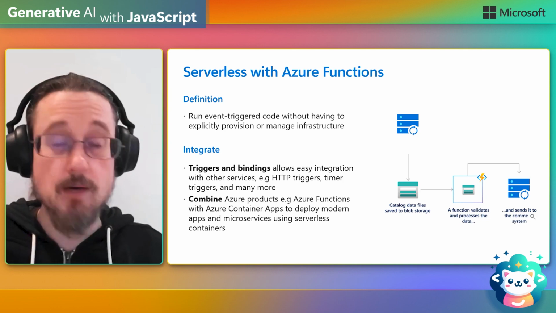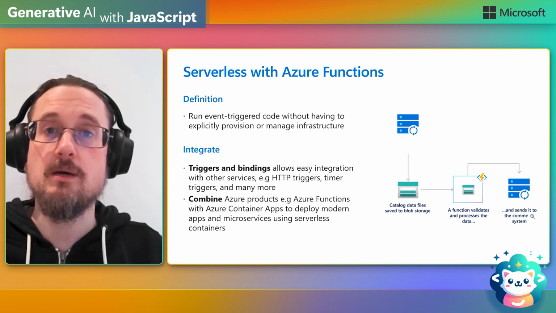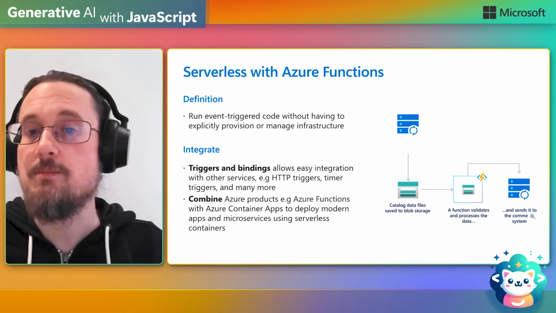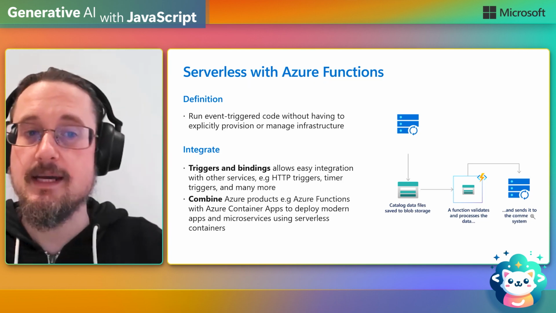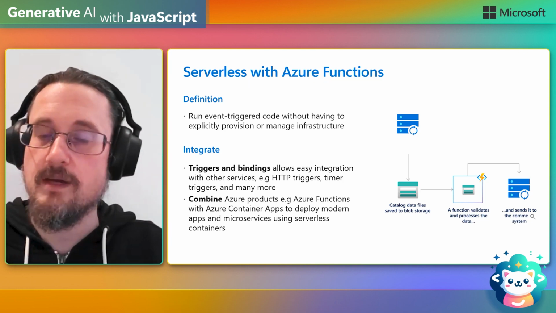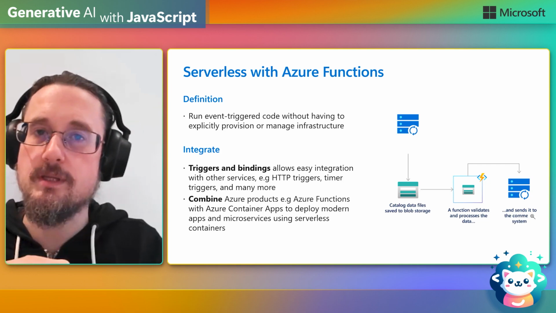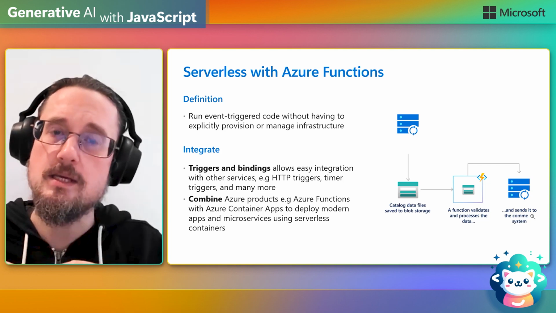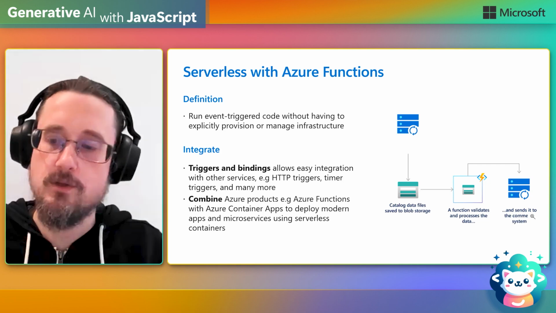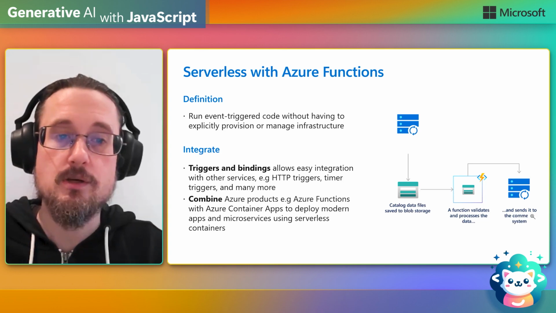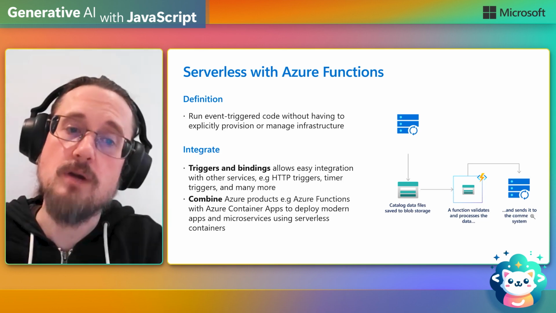So maybe someone uploads to a blob storage, maybe someone places a message in a queue, maybe there's a web request, or maybe time has elapsed. That's your triggering event. And so we have different triggers for you. And then there's also the notion of bindings. And bindings is code written to communicate with something on Azure. And this is code you don't need to write.